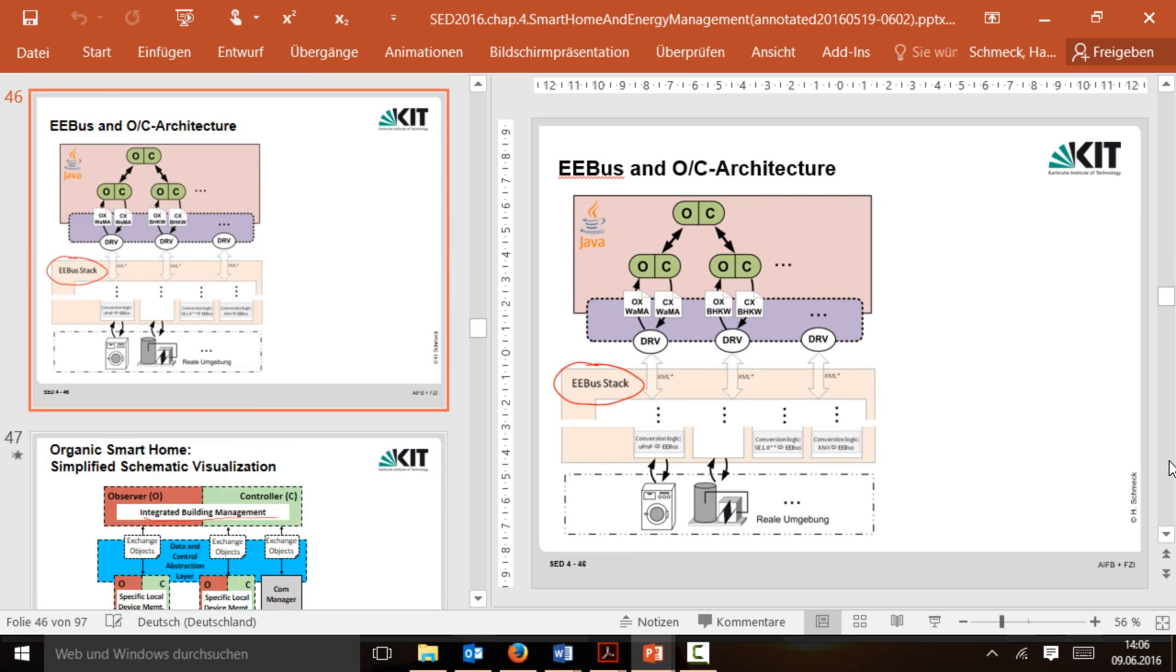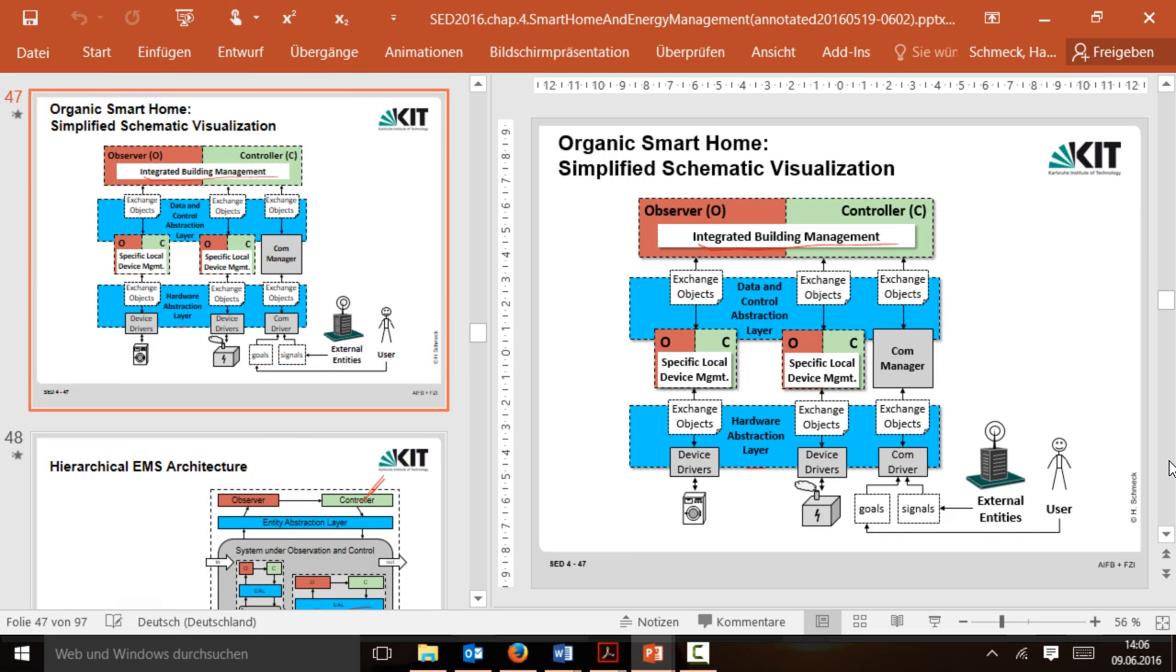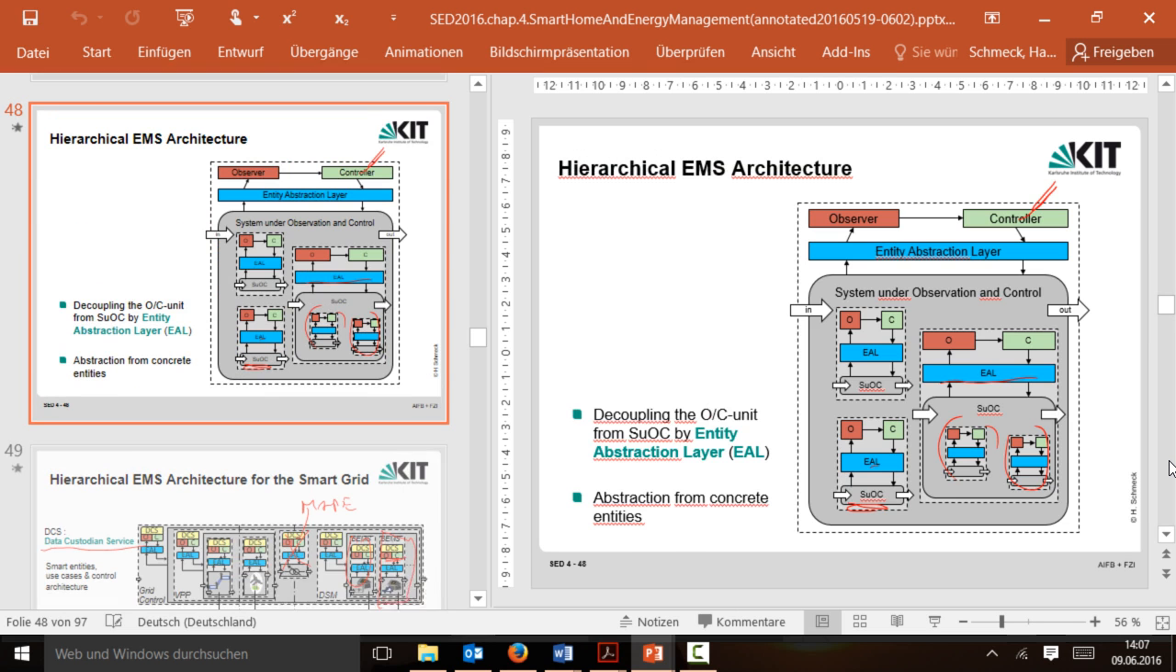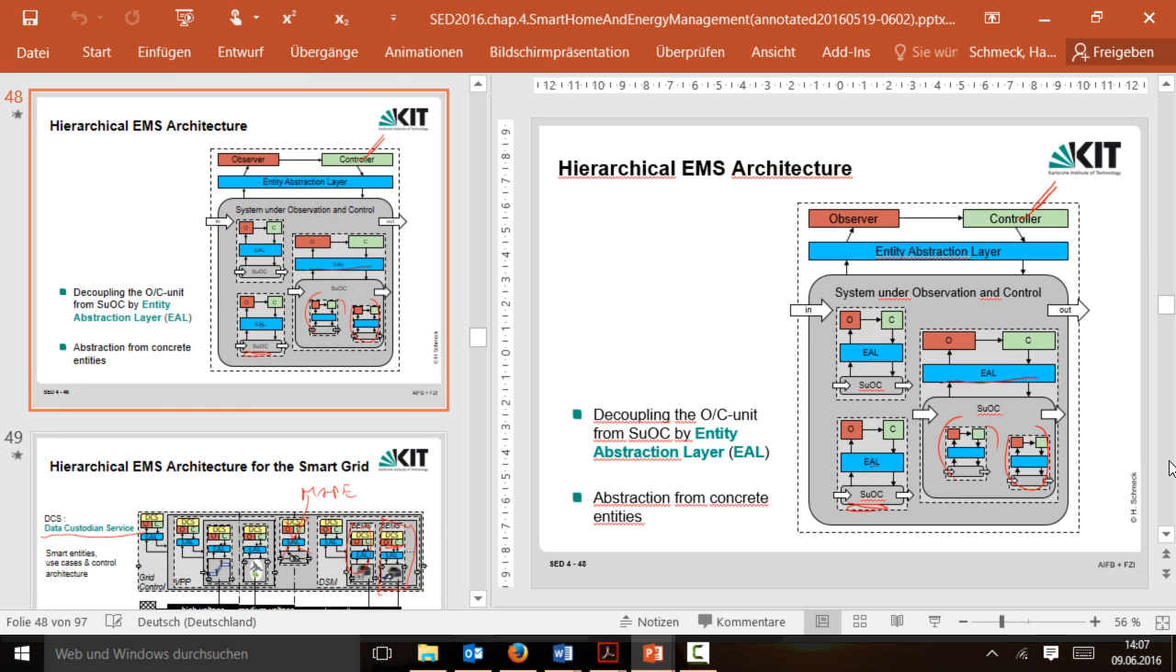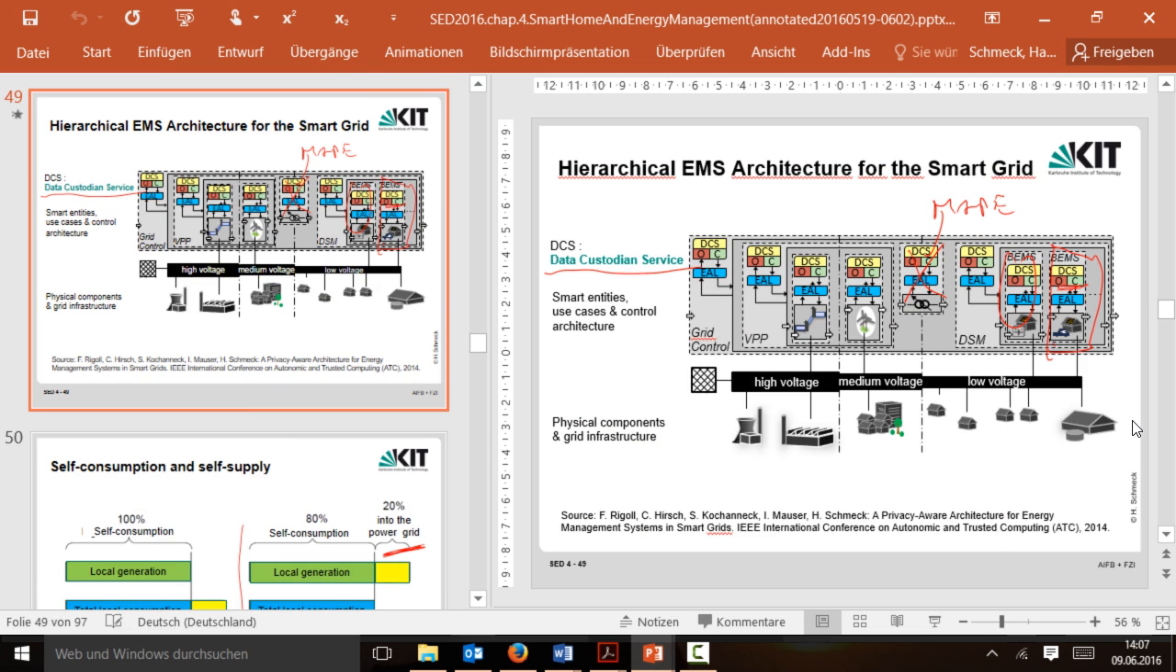We looked at the way this is actually used there. I showed you that we can generalize it in some way to get some kind of generic architecture. And here I showed you how we could actually use that in some hierarchical way, such that you always look at the current system under observation and control, which could be just an abstraction of some real entities. And I also showed you this view on the system where we actually address the complete architecture.